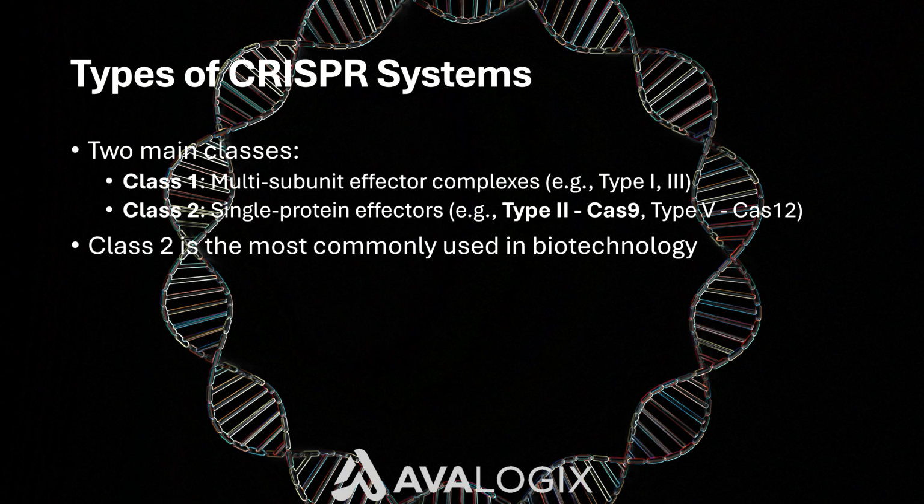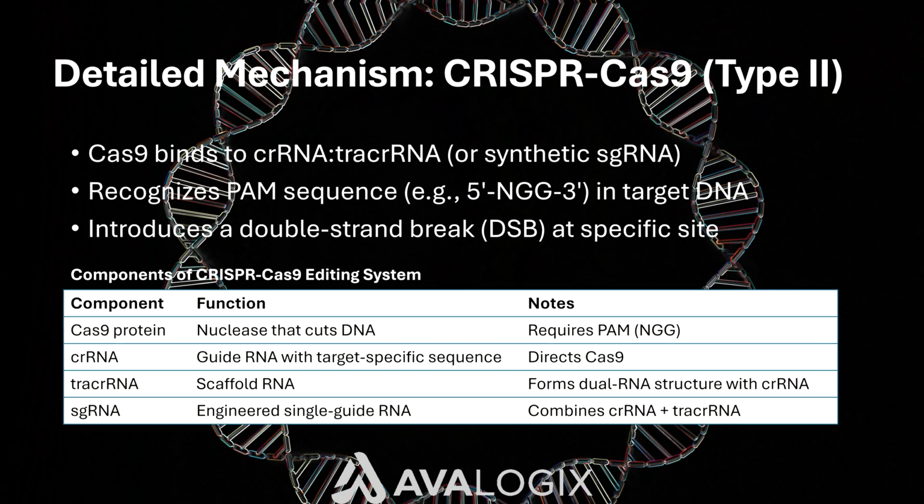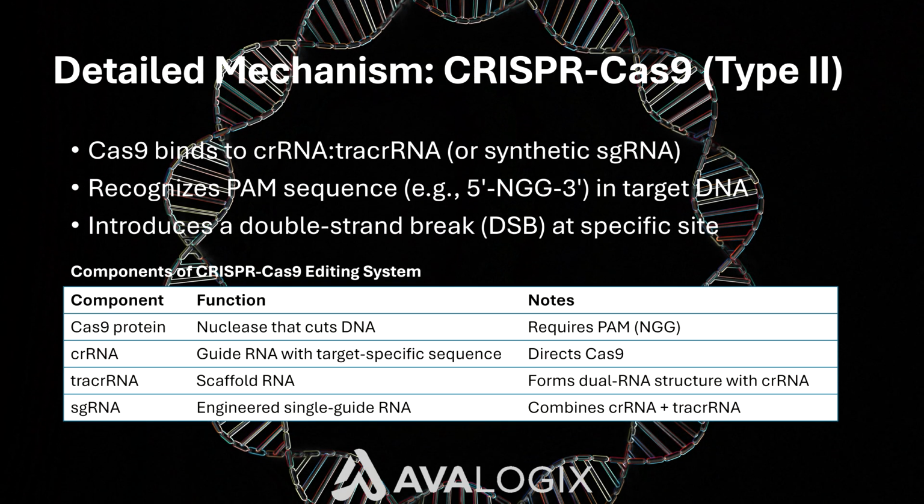Understanding these differences is essential, especially when selecting a CRISPR tool for a particular experimental or therapeutic goal. Each type brings unique features and constraints, and ongoing research continues to reveal new variants with improved specificity, efficiency, and targeting capabilities. Let's now zoom in on the Cas9 mechanism, the most famous member of the CRISPR toolkit. Cas9 is guided by a small RNA molecule, originally a combination of crRNA and tracrRNA, but more often engineered as a single guide RNA, or sgRNA, in lab applications.